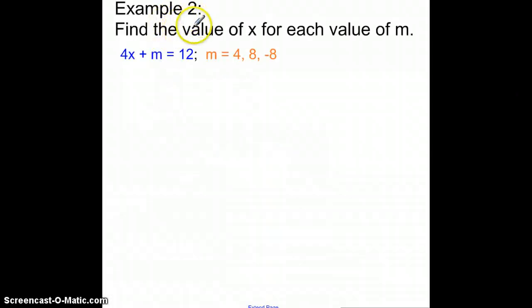All right, so here they want us to find the value of x for each value of m. So in order to do that, I guess the first thing we really have to think about is solve for x. All right, solve for x. All right, so if we get x alone, then what we'll do is we'll plug in these values of m, and we'll figure out some different values of x.